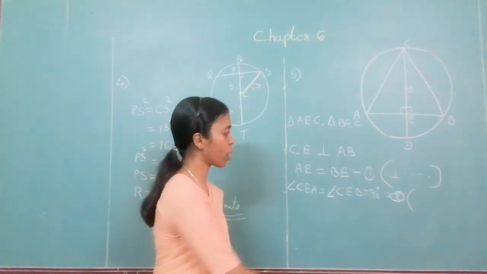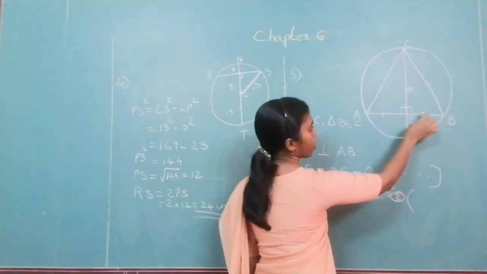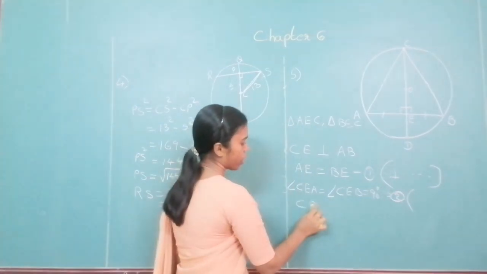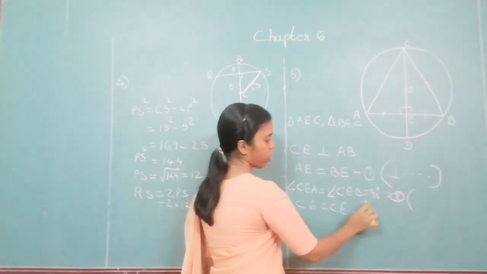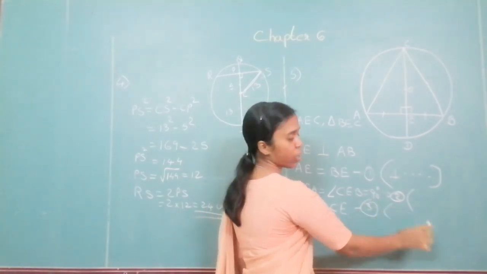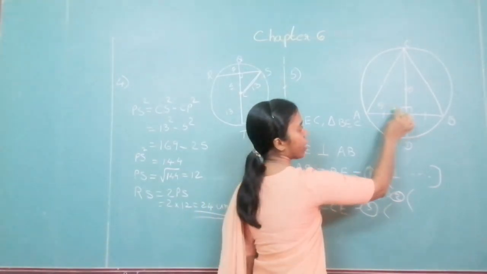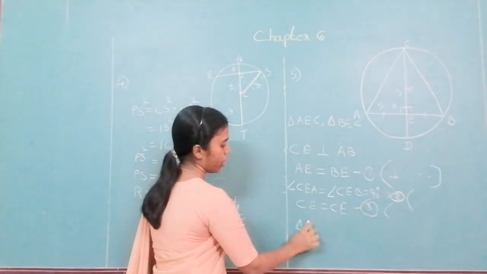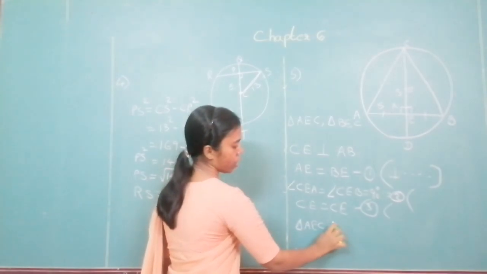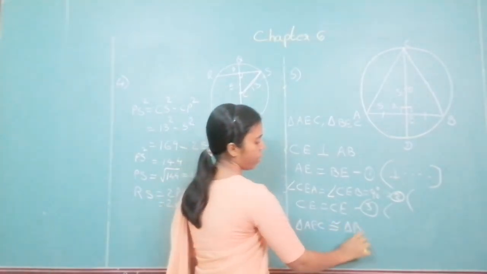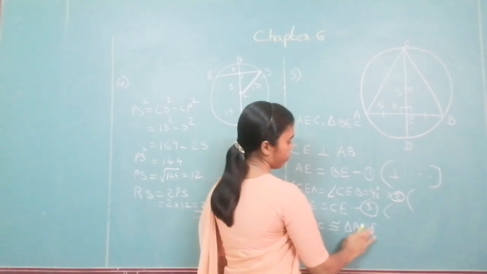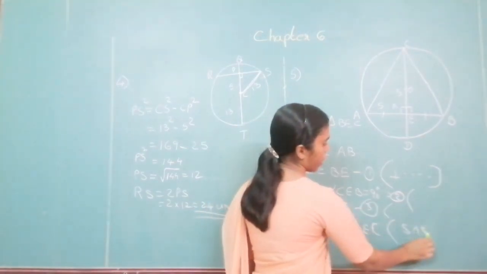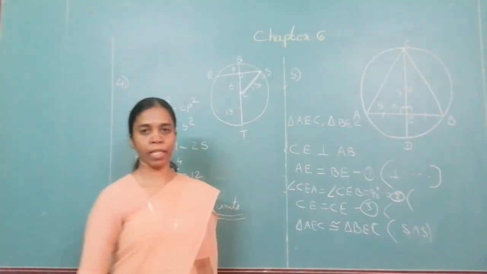Please remember. Okay. So you have got this is equal to this. This angle also you got. Now you look at CE. CE is common for both. So you can say that it is common side. So you have side, angle, side. So you can say that triangle AEC is congruent to triangle BEC by side, angle, side, that SAS test.